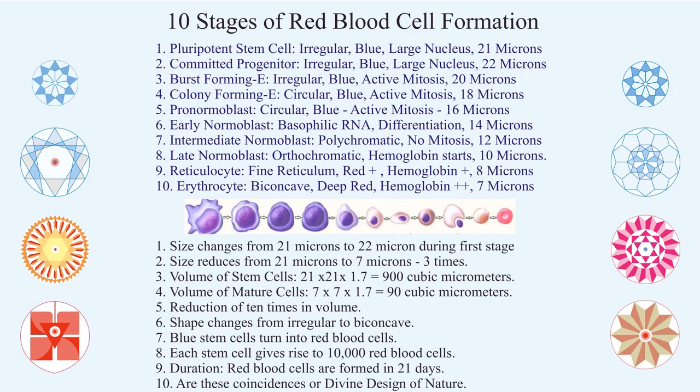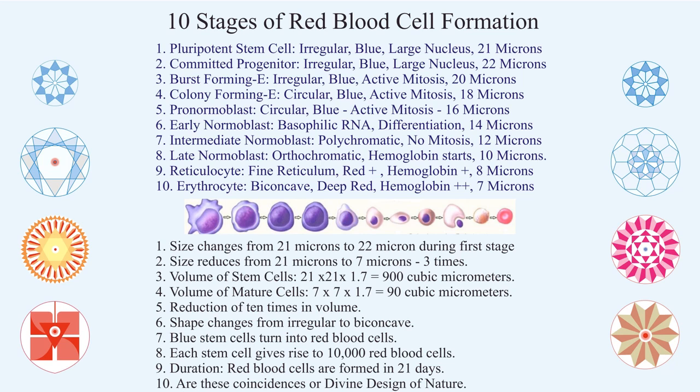Now, there are few specific things which I would like to bring in this particular. Size changes from 21 microns to 22 microns during first stage. Size reduces from 21 micron to 7 micron 3 times over a period of 21 days. Volume of stem cell is 900 cubic microns. Volume of mature cell is 90 cubic microns. Reduction 10 times in volume.